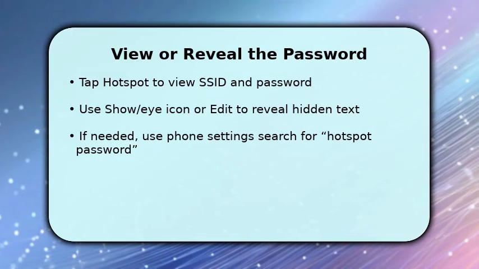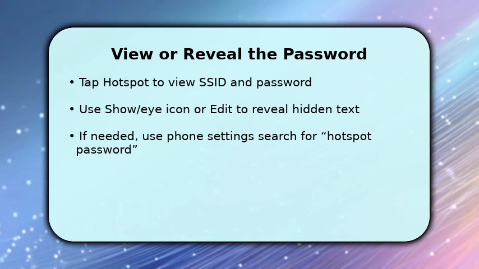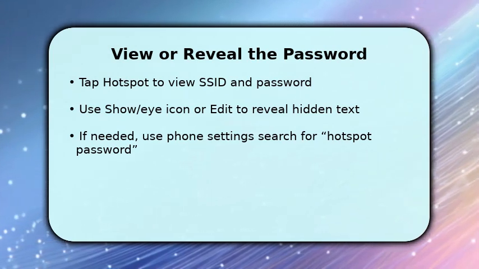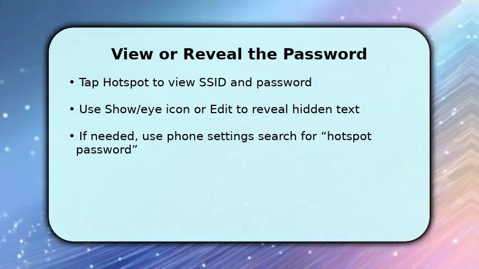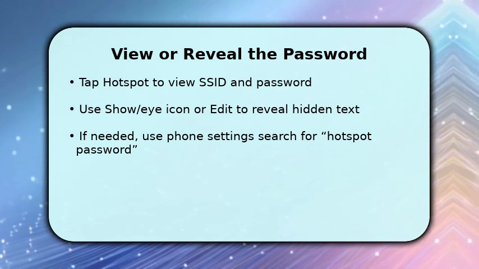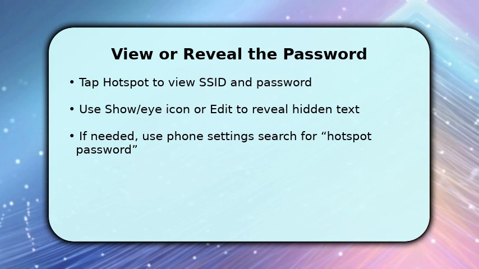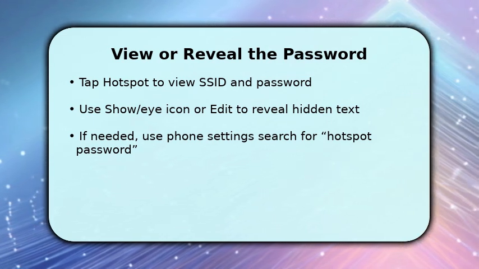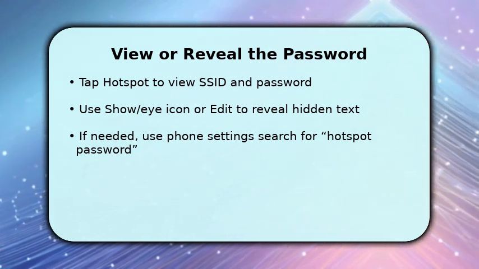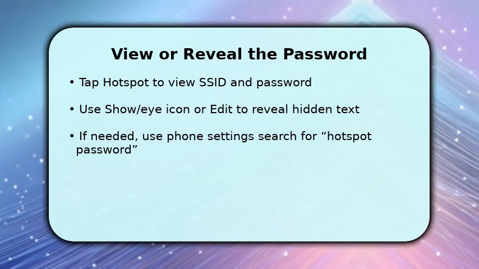Now focus on how to see the actual characters. Tap the hotspot entry and look for the password field. Many phones hide it. Tap the eye icon or Edit to reveal the text. This displays the password so you can copy it exactly. If you don't see it, use Settings Search and type hotspot password or check the advanced hotspot options.